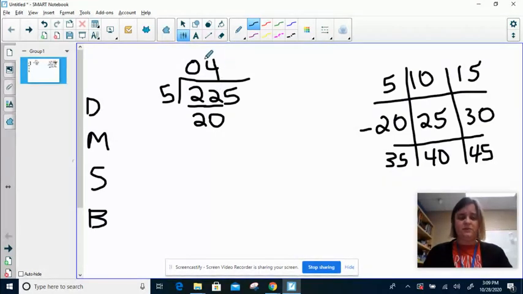Okay, so when I wrote this here, this was division. I'm going to put a check mark. And when I wrote the 20 down below, that was multiplying, because 4 times 5 is 20. My next step, S, stands for subtraction.